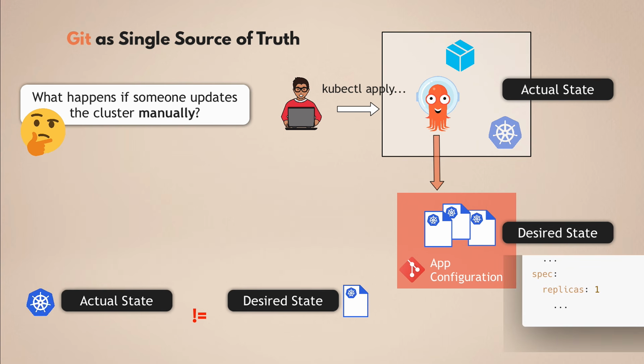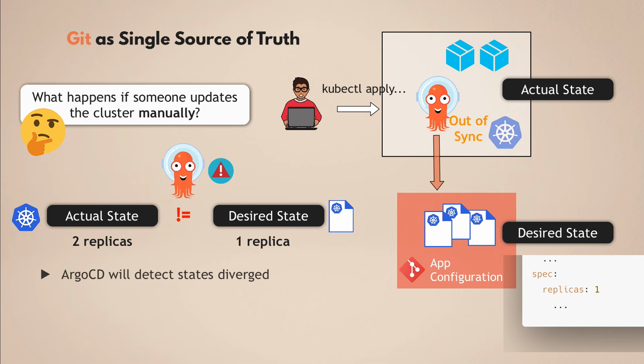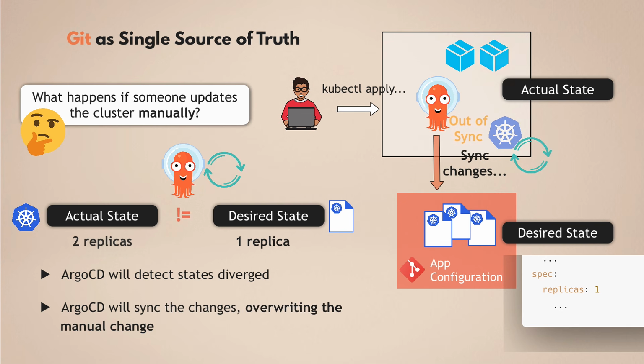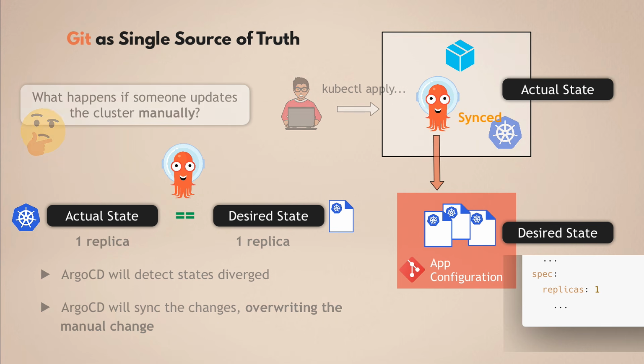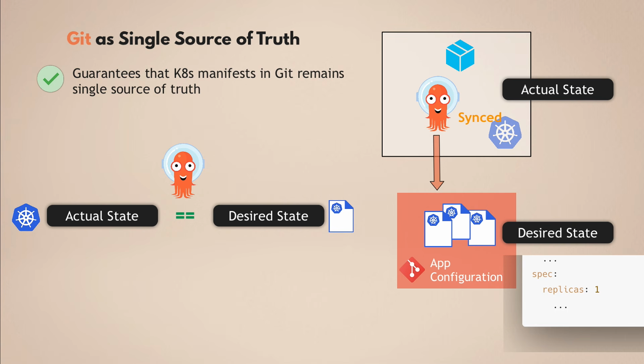So in that case, if someone goes and makes manual changes in the cluster, ArgoCD will detect that and it will see that the states have diverged. So the cluster state is different than the Git repository state, and it will sync the changes and basically overwrite whatever was done manually. And this is really useful because this actually guarantees that Git repository and whatever is defined there remains at any time the only source of truth for your cluster state.